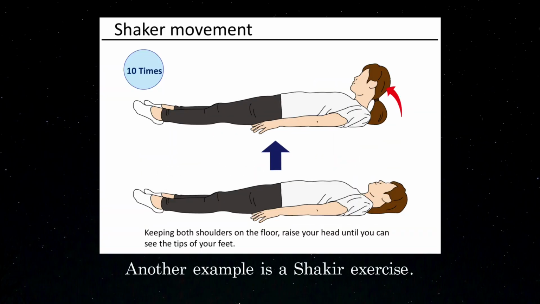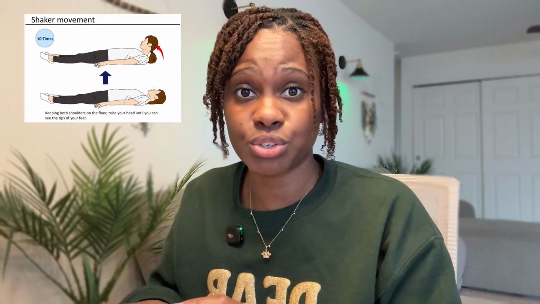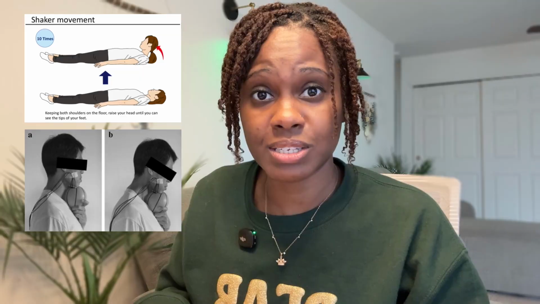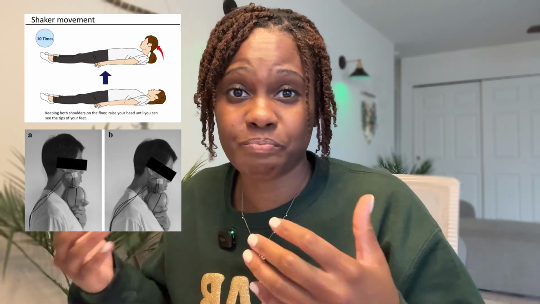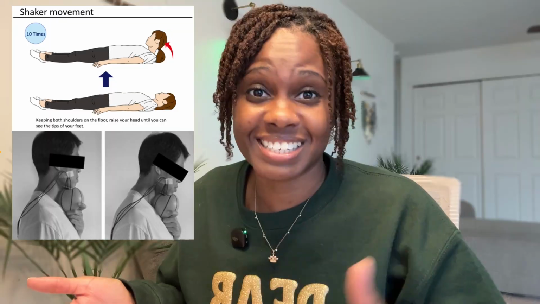Another example is the CTAR exercise. This is performed by lying flat and lifting the head to look toward the toes while keeping the shoulders down. This exercise targets the suprahyoid muscles, which are responsible for lifting the larynx during swallowing. If mobility is an issue, you can do the chin tuck against resistance instead, because it's a modified version and it targets the exact same muscles and does the exact same thing.